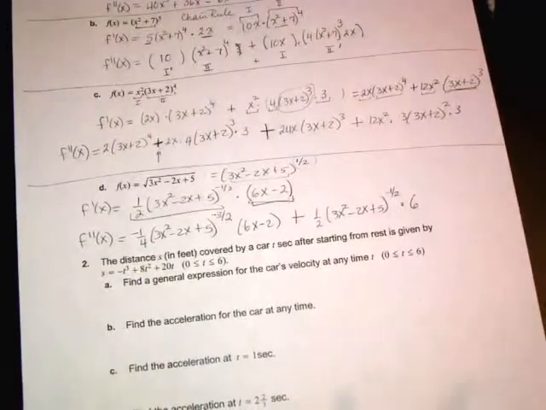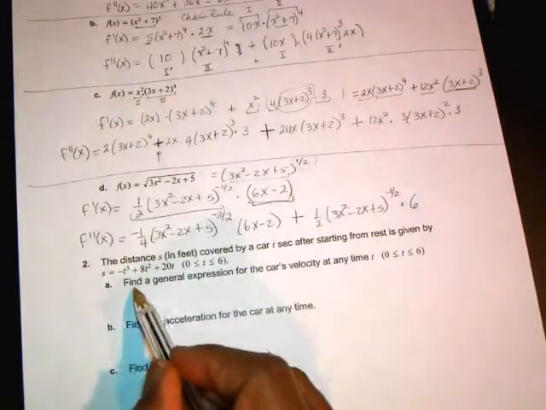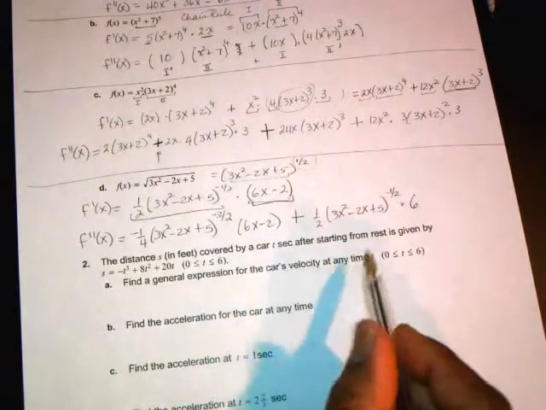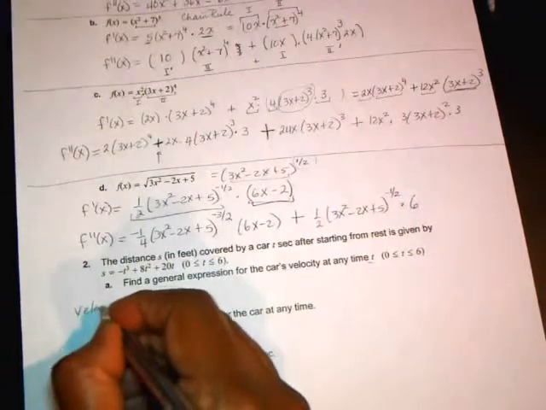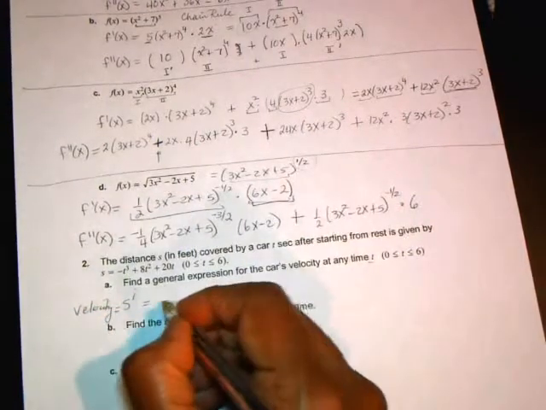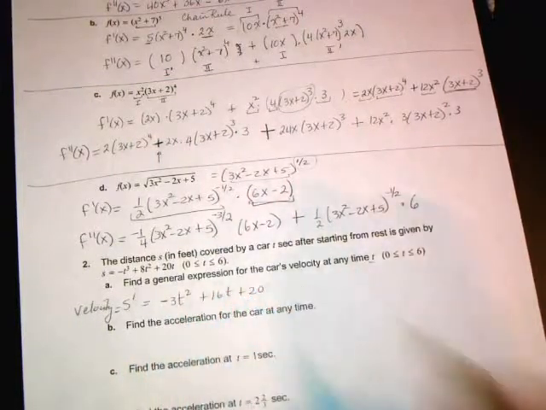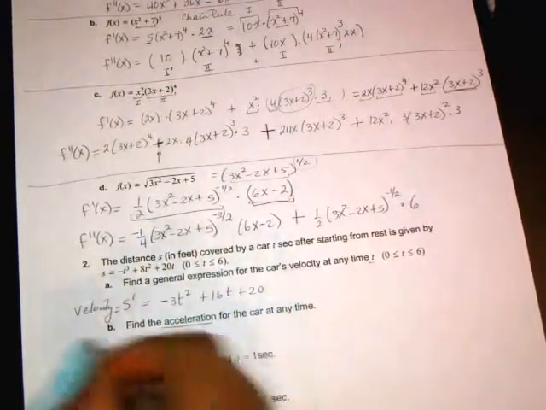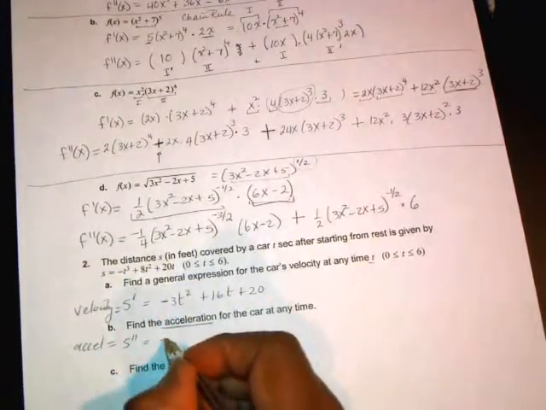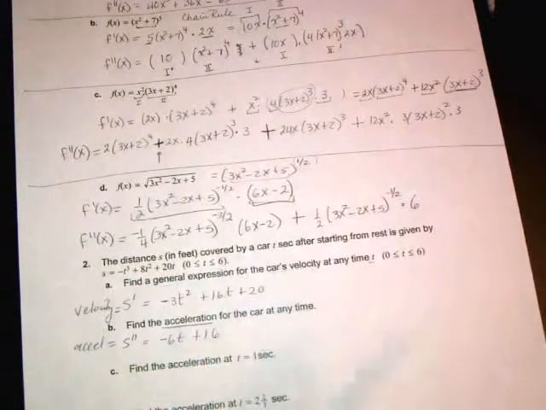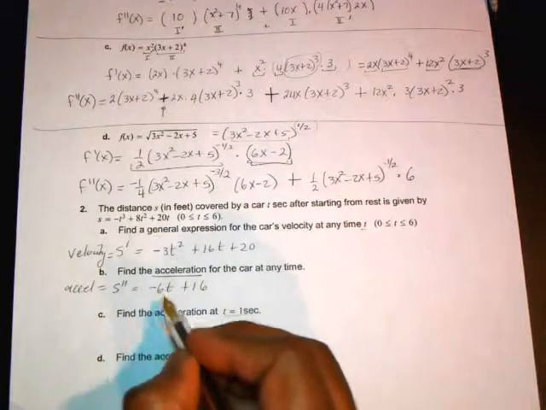And finally, an application. We have a distance function given right here. We need to find a general expression for the car's velocity at any time t, which means find s prime, so velocity, s prime, it's negative 3t squared plus 16t plus 20. Just power rule. Find the acceleration. Well, acceleration is a second derivative, so bring that down, negative 6t plus 16. And then part C says find the acceleration at 1 second, so plug in 1.